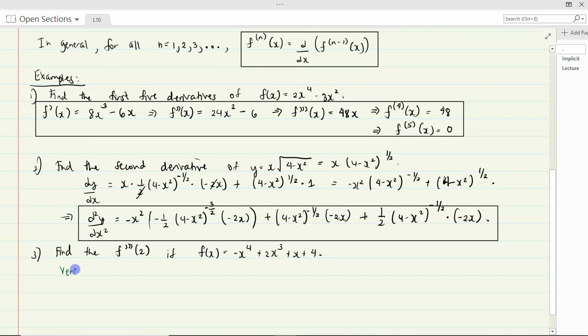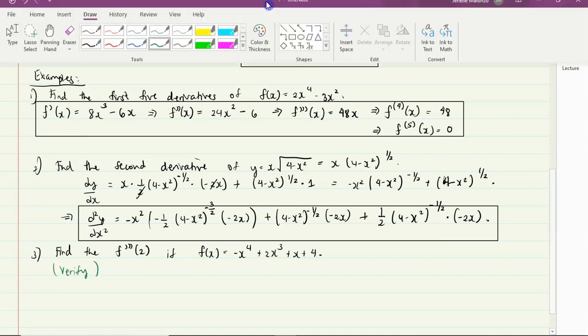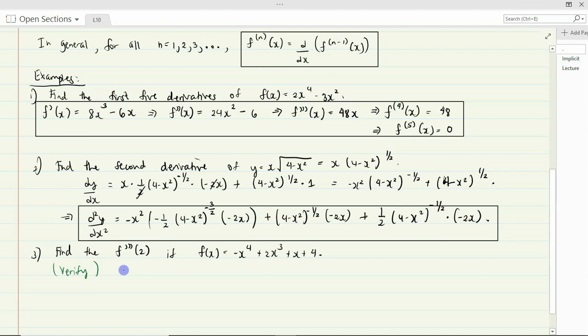And I leave it to you to verify. Please do. I-verify po ninyo na ang third derivative, f triple prime of x, is given by this function. It's negative 24x plus 12. Hindi po ito mahirap. Pakigawa na lang po.